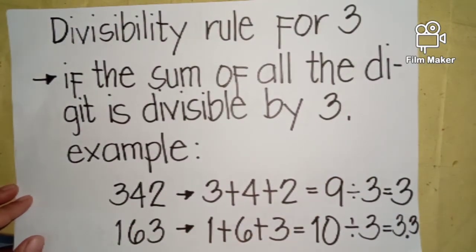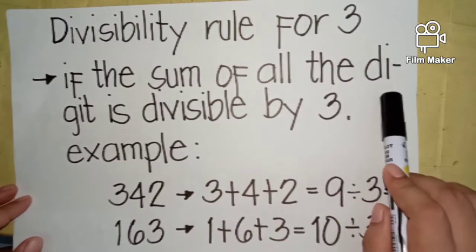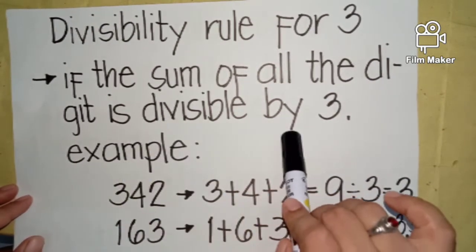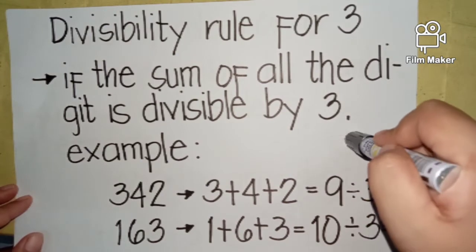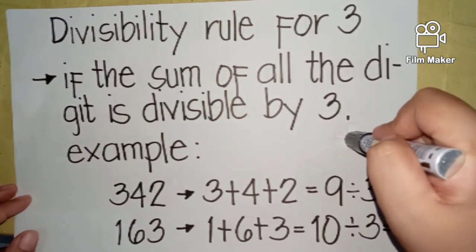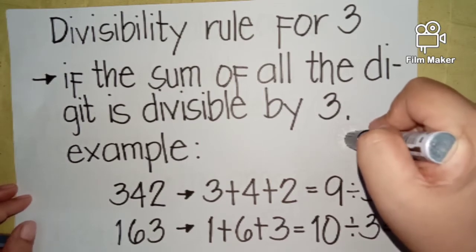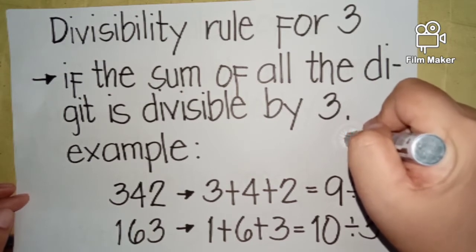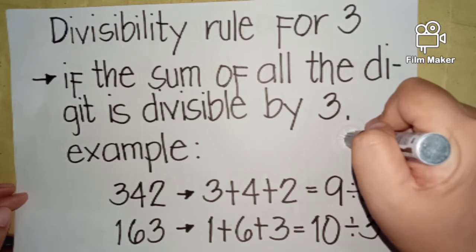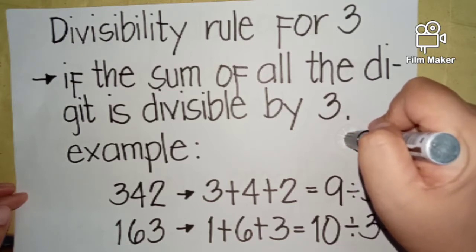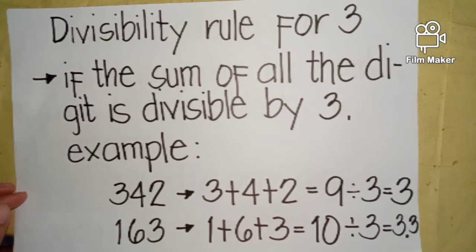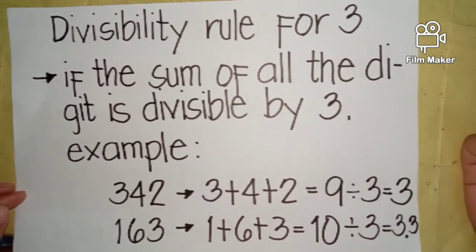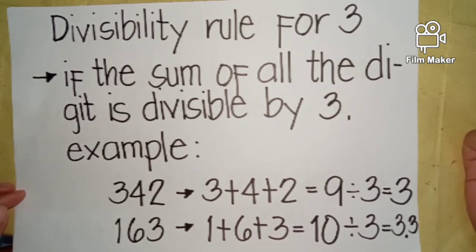The rule is: if the sum of all the digits is divisible by 3, then the number is divisible by 3. So we are going to add the digits of the given number. For example, if the given number has 3 digits, we add the 3 digits. If it has 4 digits, we add 4 digits, so that we will know if that number is divisible by 3.